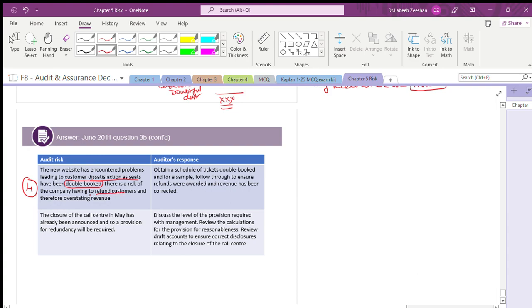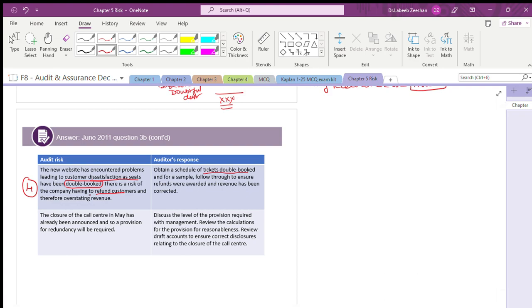What will happen? You are booking the same ticket twice. The revenue will increase, the sales will increase. But ultimately, you have to have returns also. What will the auditors do? Auditors will obtain the schedule of the tickets which have been double booked, for the sample.